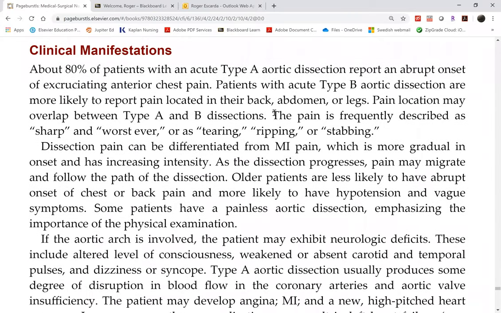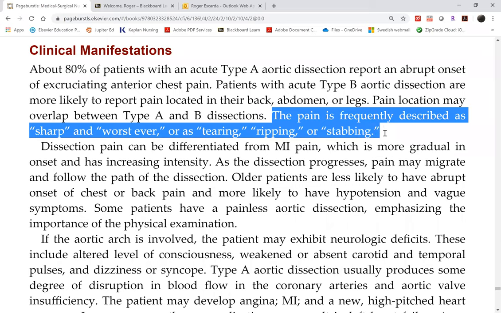The pain is worse compared to any other pain that you're feeling. So this pain is worse than an MI based on stories. I've only known one patient who survived an aortic dissection. It was one of my students' dad.